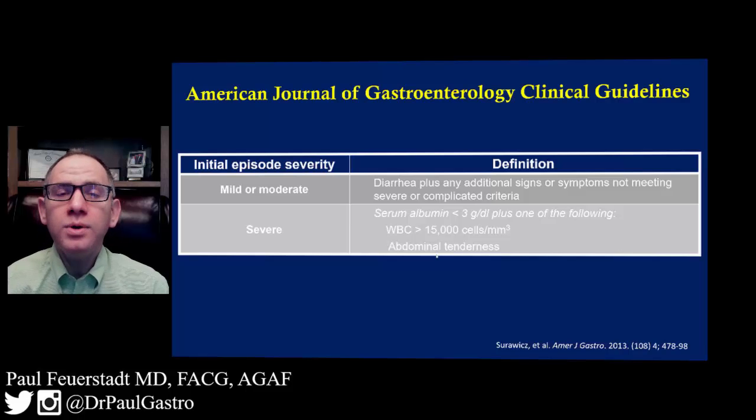On this slide, we see a depiction of a graph and a table from the American Journal of Gastroenterology Guidelines published in 2013. And within these guidelines, it was recommended that patients that had severe infection be classified that way if they had an albumin less than 3, with either a white blood cell count greater than 15,000 or abdominal tenderness. So the gastroenterology literature favors using an albumin and a white cell count to predict severity.